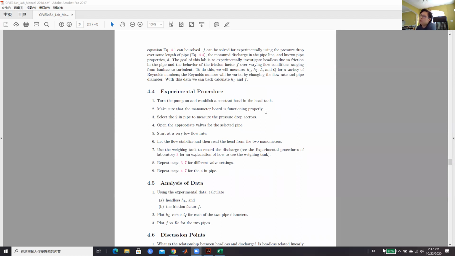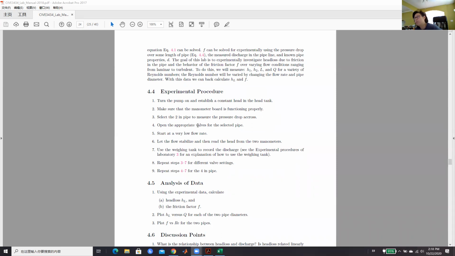In this step, you're basically checking the manometer fluid level. The right side and the left side should be equal, because at the beginning there's no flow in the pipe, so the pressure at the two sections should be equal. Select the 2-inch pipe first to measure the pressure drop across.